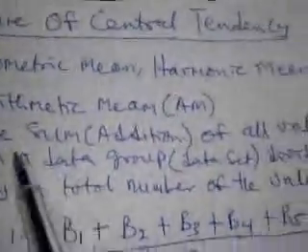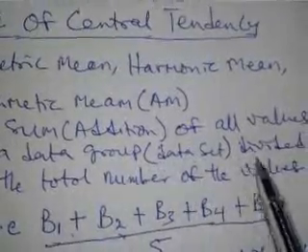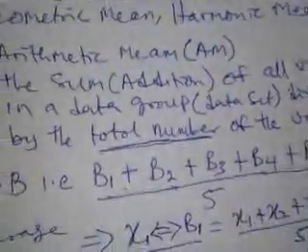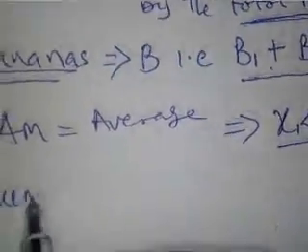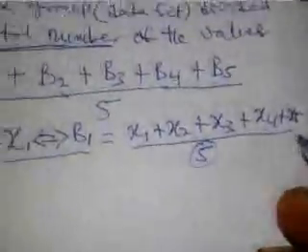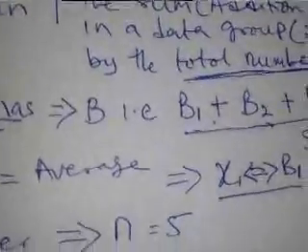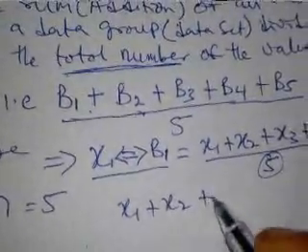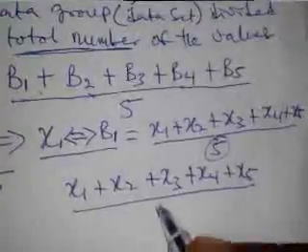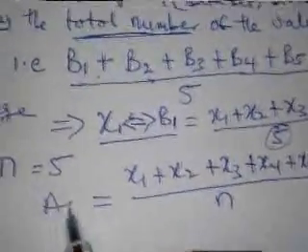Now, if you look at the definition earlier on, I said the sum or addition of all values in a data group divided by the total number. This total number is represented by a symbol called n. And that total number is the same thing as the 5 we have here. So n is 5. If 5 is up to 6, n will be 6. If 5 is up to 10, n will be 10. So what we now have is x1 plus x2 plus x3 plus x4 plus x5 all over n. So this is our arithmetic mean.